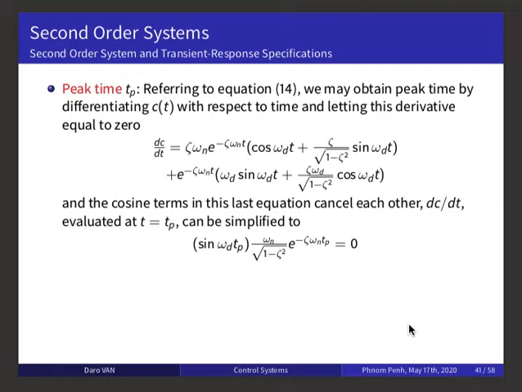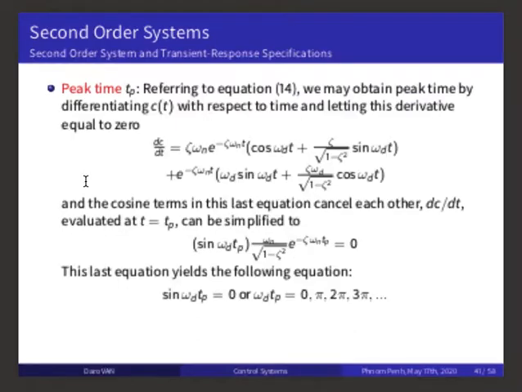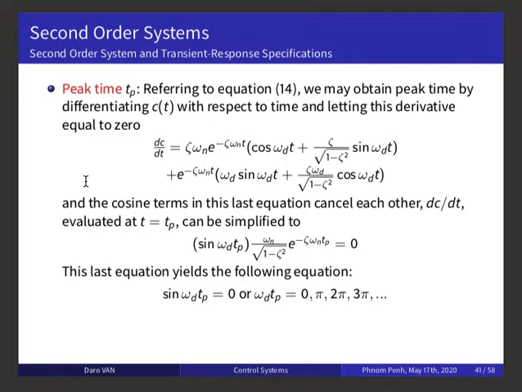And for the peak time, you need to refer to equation 14 again, and we may obtain the peak time by differentiating C(t) with respect to time and letting the derivative equal 0. If you do the derivative and equate it to 0, you will obtain sin(omega_d Tp) equal to 0. And omega_d Tp equals 0, pi, 2 pi and so on. But the peak time is the time at the first peak.